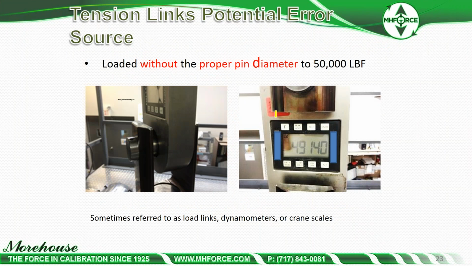So if we look at this, we have a tension link, and there's a potential error source here. If you look at the picture, you can see to the left, this one's loaded without the proper pin diameter to 50,000 pounds of force. Sometimes these are referred to as load links, dynamometers, or crane scale. But look at the reading over here. If I highlight this, 49,140.